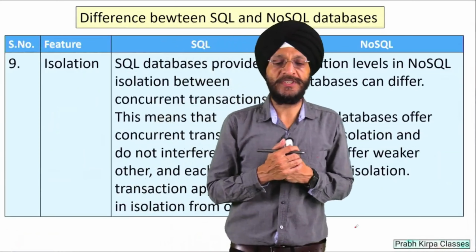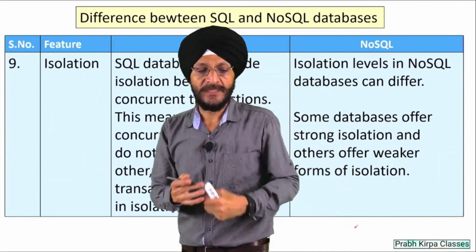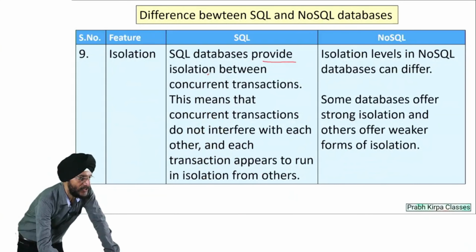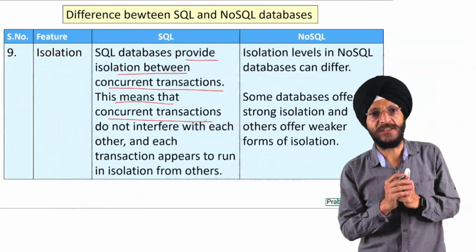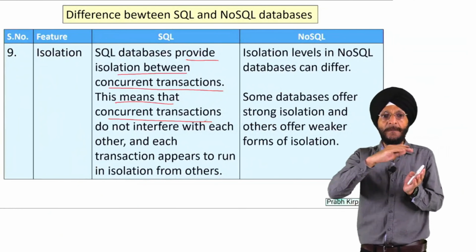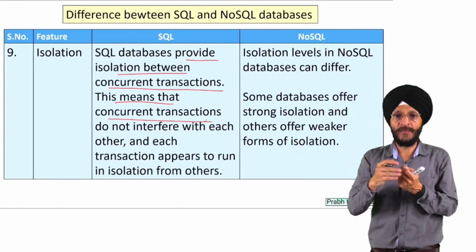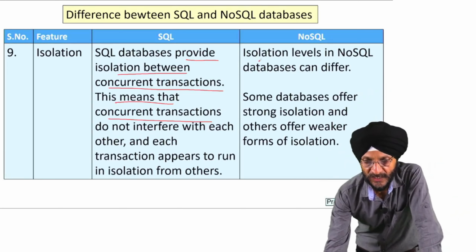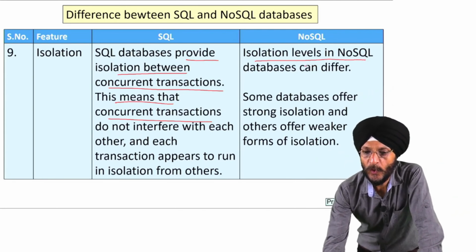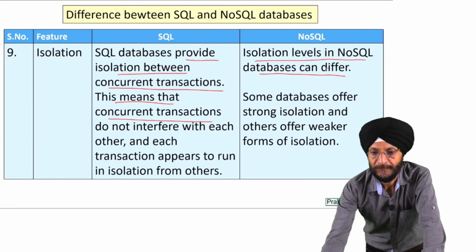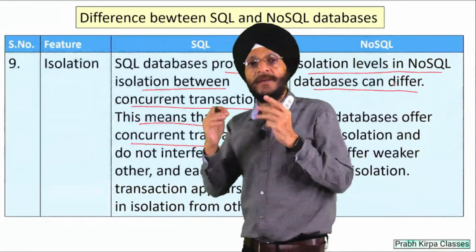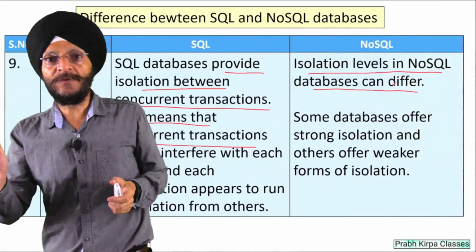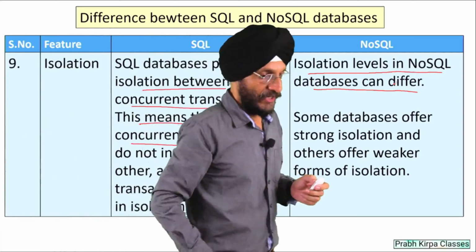Next point is isolation. SQL databases provide isolation between concurrent transactions. This means that concurrent transactions do not interfere with each other, and each transaction appears to run in isolation from others. Isolation levels in NoSQL databases can differ. Some databases offer strong isolation, while some other NoSQL databases offer weaker forms of isolation.